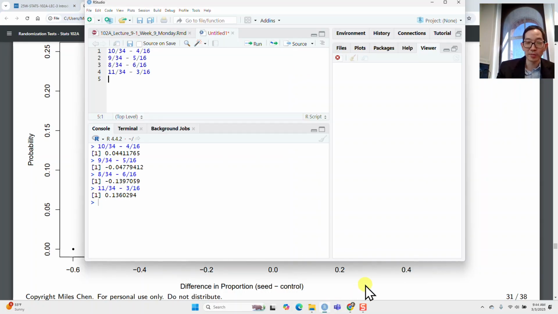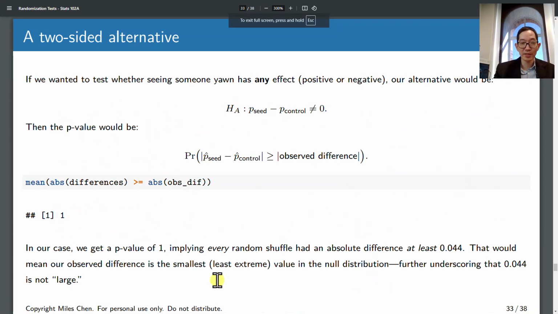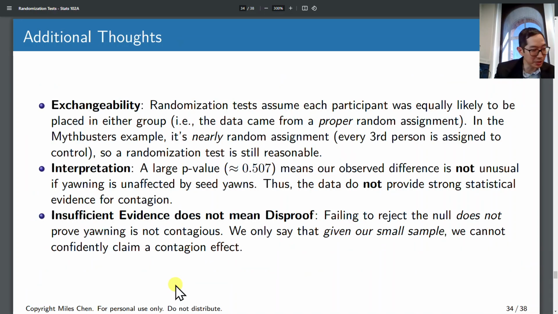So our result is that the observed difference that Mythbusters got is not impressive at all. They said it's not a big difference. Yeah, it is literally impossible to get anything smaller than a 4.4 percentage point difference. Okay, so it's not large. So yeah, we would not really provide any evidence that yawning is contagious.